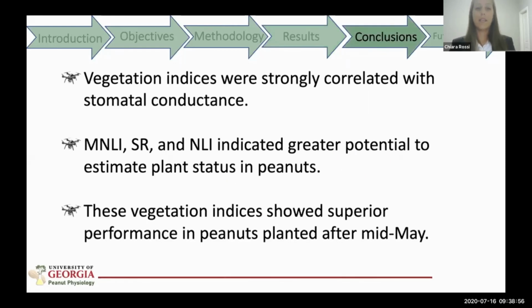So based on this, we can say that the vegetation indices were strongly correlated with stomatal conductance. That the three vegetation indices I showed in the graphs, so MNLI, SR, and NLI, have a greater potential to estimate the status of the plant in peanuts, and that these vegetation indices have a better performance in peanuts planted after mid-May.